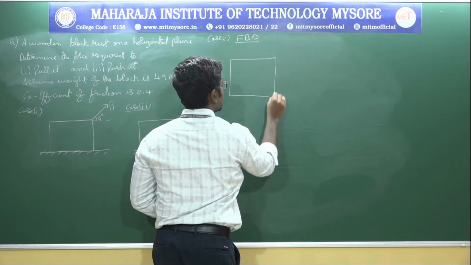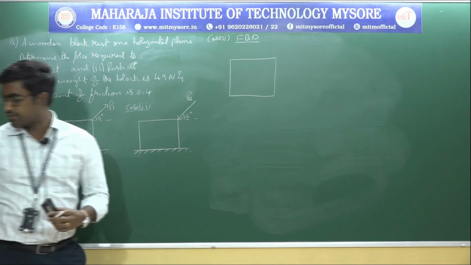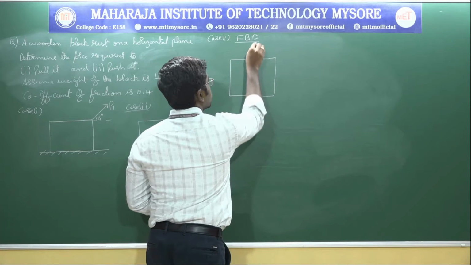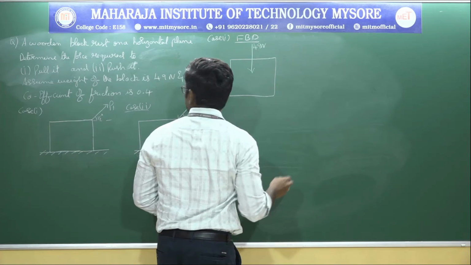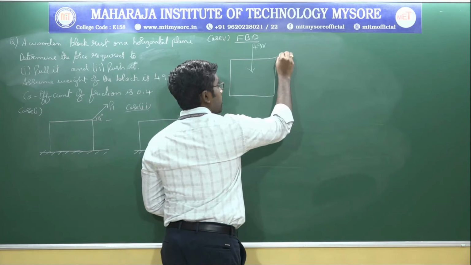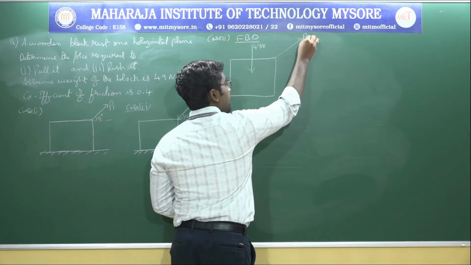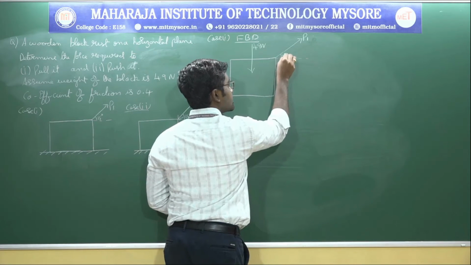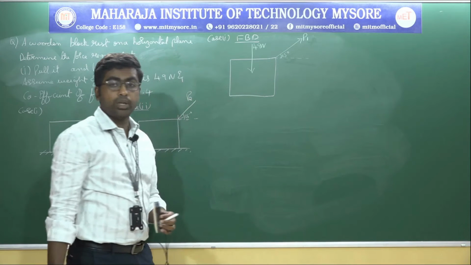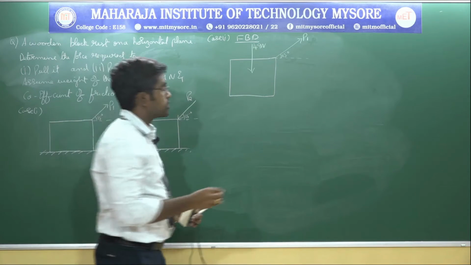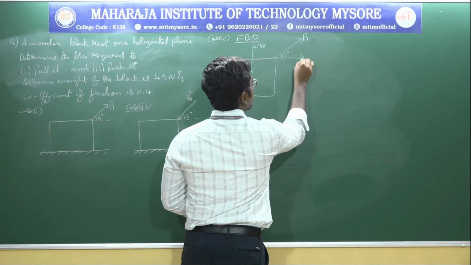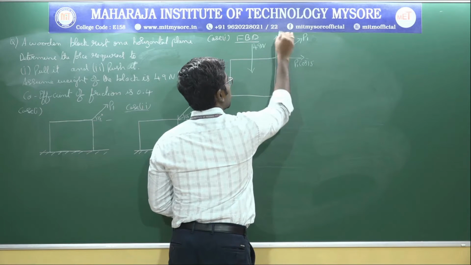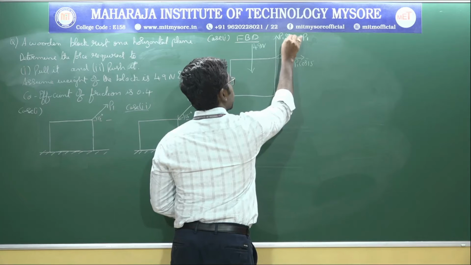So this is the block and the weight of the block is 49 Newton. In case number 1, the block is pulled by applying a force of P1 which is inclined at an angle of 15 degrees. So in order to apply the equilibrium condition, I need to resolve the inclined forces. This will be the horizontal component, that is P1 cos 15. This will be the vertical component, that is P1 sin 15.